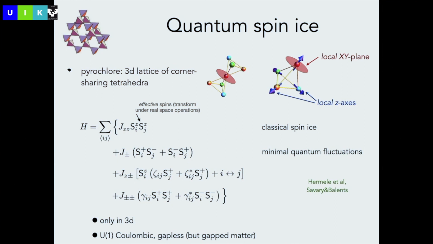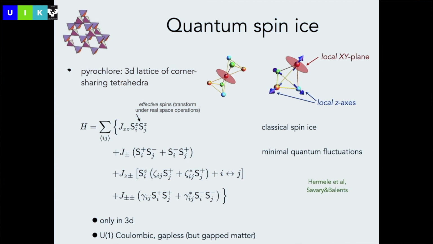The Hamiltonian looks complicated here, but in fact the minimal terms you need are the Ising term with antiferromagnetic coupling, so positive J, and then quantum fluctuations, which can have any sign. So basically, the minimal model, which gives you a quantum spin liquid and which we'll be able to solve, is an XXZ model on a pyrochlore lattice.